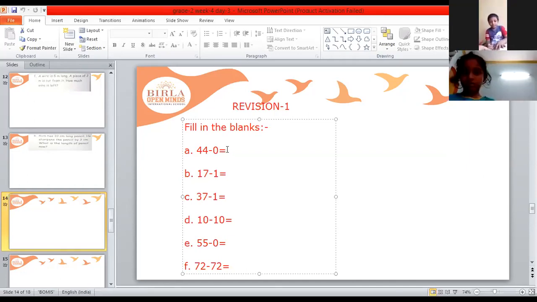Okay. So now we'll start writing the answers. First one is 44 minus 0. So children, remember that whenever you are subtracting 0 from any number, that number will not change. That is, we'll get that same number back.